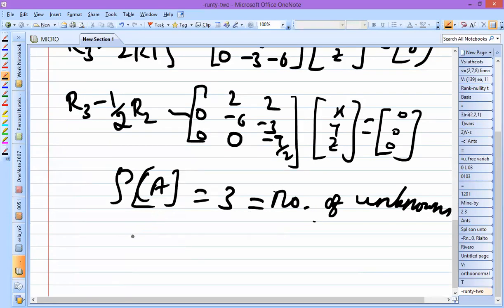So here the solution may be x, y, z equal to 0. You can verify that. And so here we can say that u, v, w are nothing but linearly independent vectors, and they are going to form a basis. So here the basis are nothing but 1, 2, 2, 0, minus 6, minus 3, 0, 0, minus 9 by 2. So these are the row elements; you can take the column elements also, they are going to form a basis.